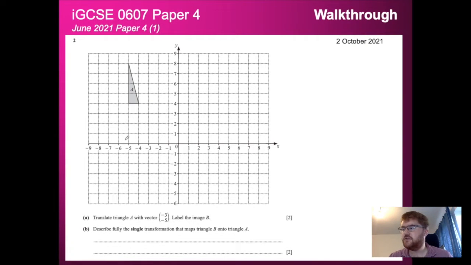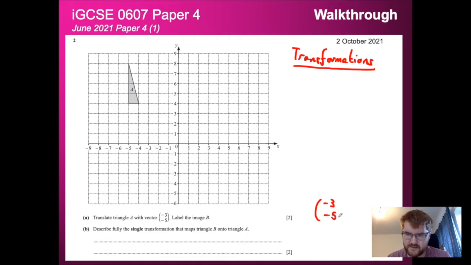Okay, and on to question 2. So very typical on a paper 4, the transformation topic. So if you're not sure what this topic is called, this is transformations. If you look at my prediction videos, you see this topic comes up very, very often as well. Our first thing we're going to do is translate triangle A with the vector minus 3, minus 5.